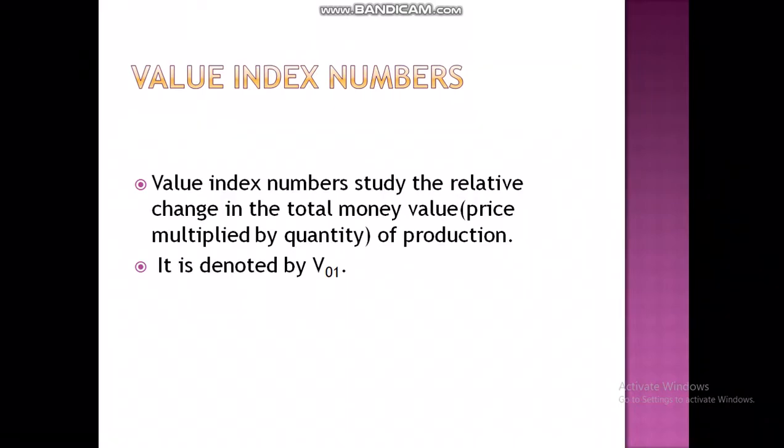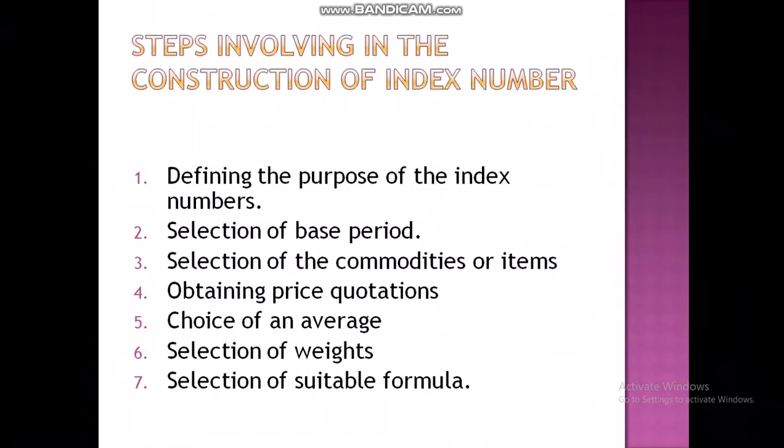So these are the three types of index number. Which are they? First one, price index numbers. Second one, quantity index numbers. And third one, value index numbers.